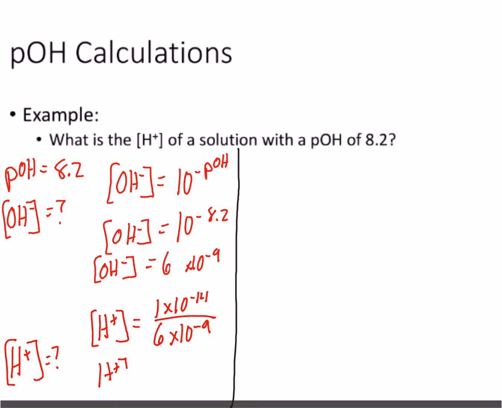So when I solve for my H plus concentration, do the math. 1.6 times 10 to the minus 6, is that it? M, right? You've got to have that unit because this is a concentration. Got to have molarity there. Folks, that's one method. That's one way that you can go through and solve for it.